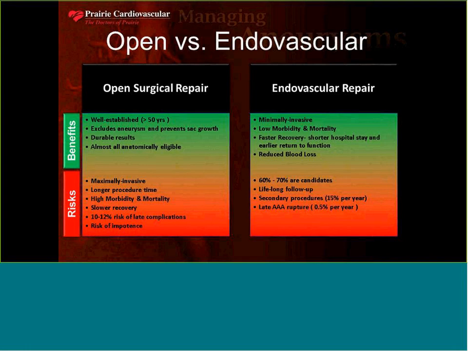So, well, we talked about it. Open surgery is very safe, but it's a long procedure, with high morbidity and mortality and slower recovery. Risk of impotence: when you're operating in the pelvis there's a chance for them to have erectile dysfunction after endovascular repair.